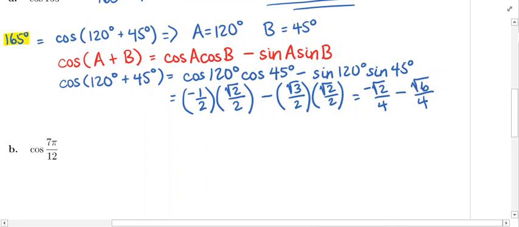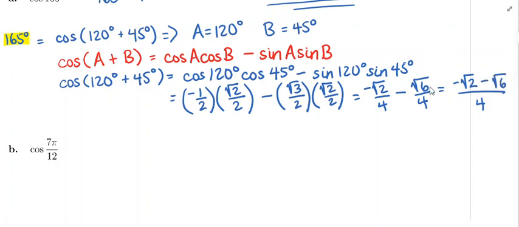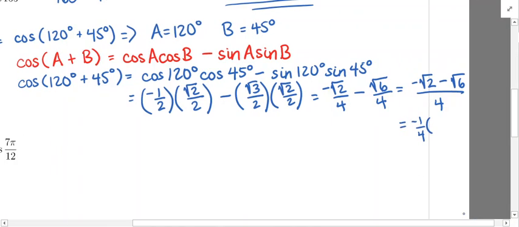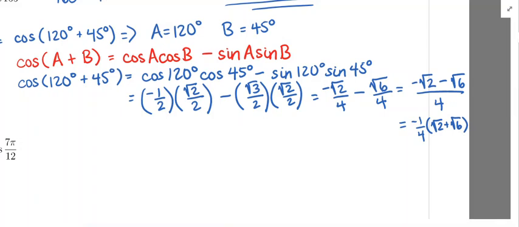We end up with two fractions that we are subtracting. We need a common denominator. Both fractions are already over 4, so we just need to subtract across the top. This is going to be negative square root of 2 minus the square root of 6, all over 4. You can leave the answer like this. If you want to, you can factor out a negative 1/4, which will leave you with the square root of 2 plus the square root of 6. Either answer is acceptable.